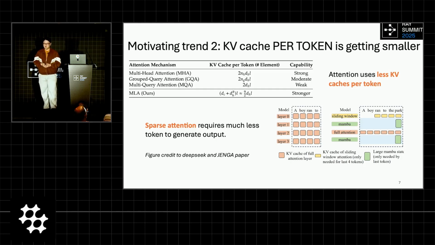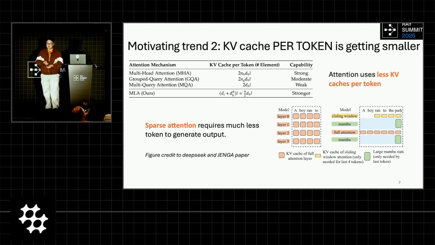We found that this trend is not a coincidence. Basically, this trend is because people just want to fit longer and longer context inside their limited GPU memory for more and more complicated workloads. So this is just a natural result of that trend.